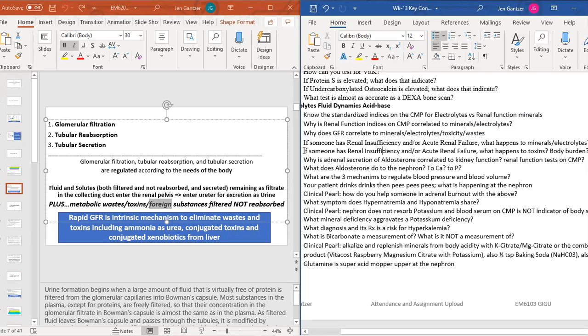That's what I just discussed. If someone has renal insufficiency, what happens to toxins and body burden? So the body burden increases and your mineral electrolytes become dysfunctional and imbalanced because of impaired rates of excretion versus resorption. So why is adrenal secretion of aldosterone correlated to kidney function and other renal function tests on the CMP?